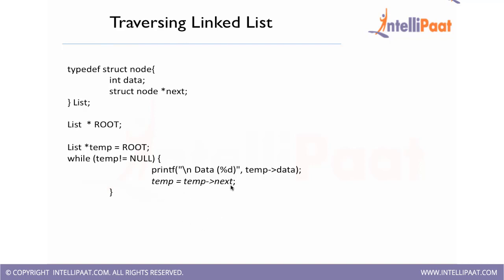So temp will keep on moving forward until temp becomes null. Because at one point of time, if we have a terminating linked list, the last element of the linked list is pointing to null, so we will be hitting that pointer, and we will be getting null. So this loop will end, and we'll end up traversing the entire linked list. So let's see how we traverse a linked list.